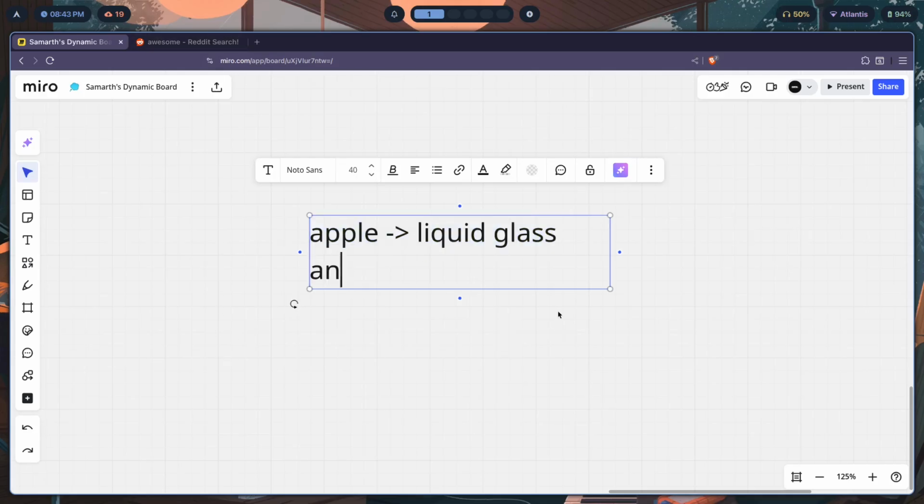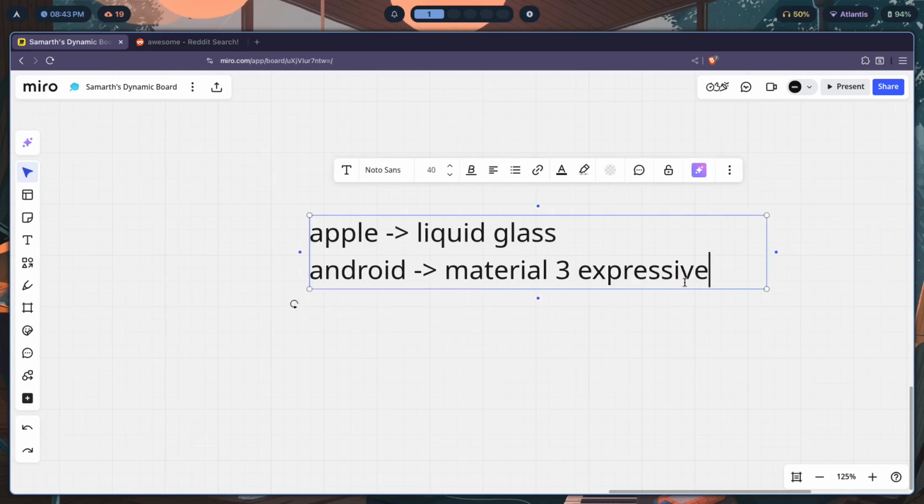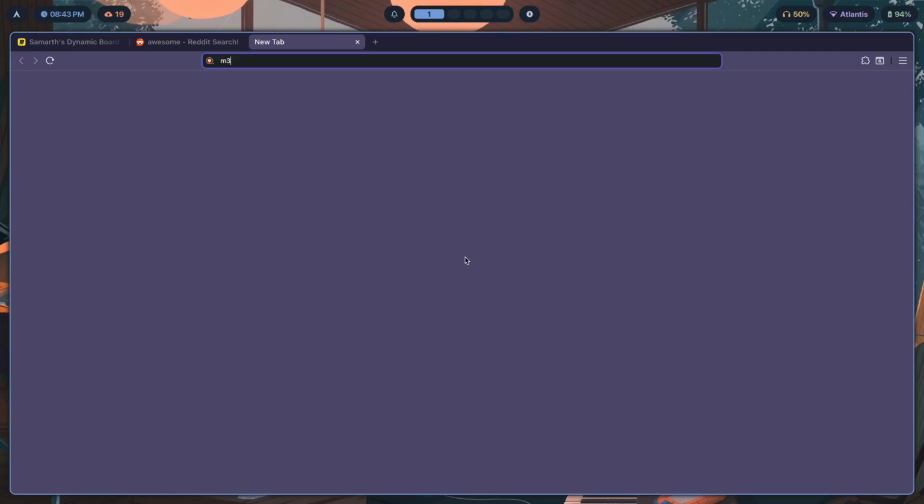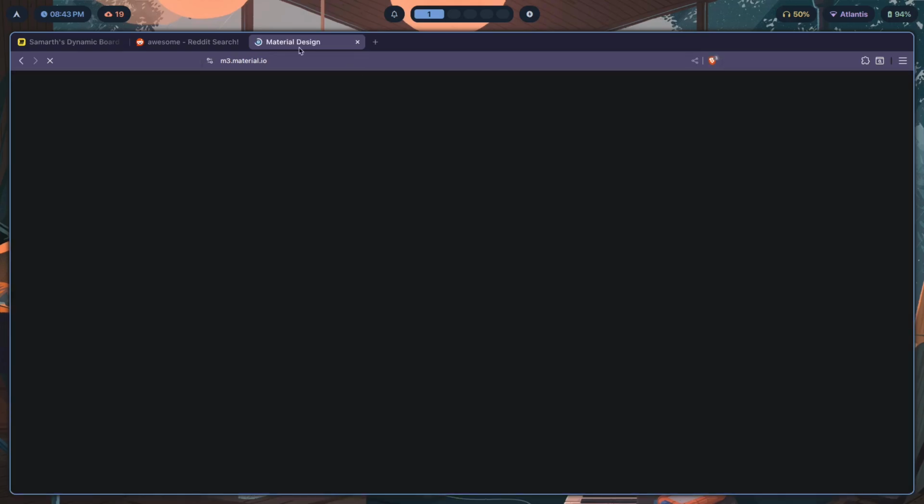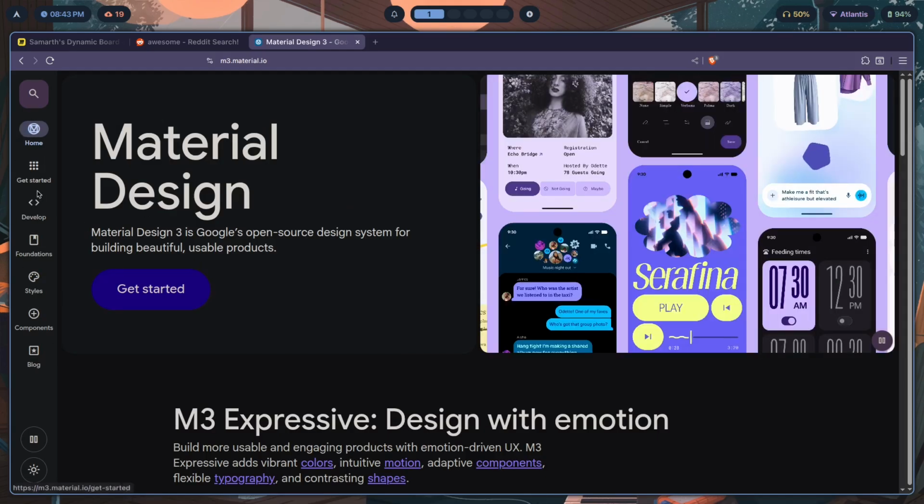And then apart from that, we have Android with its material design, with Material 3 Expressive. If you want to check out what Material 3 actually is, just go to m3.material.io, which is Material Design 3's website. Here they describe the entire set of rules that you're supposed to follow in order to make material design products. For example, this is what a material design app looks like.